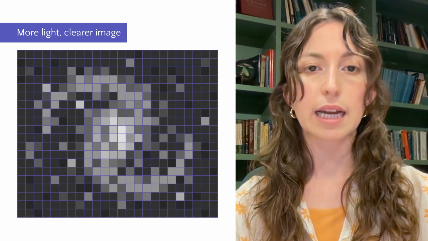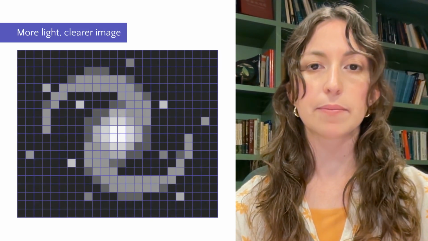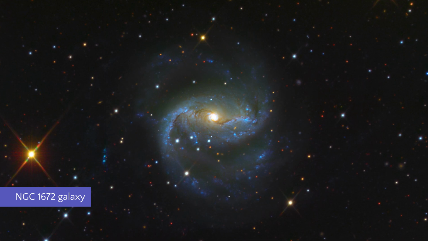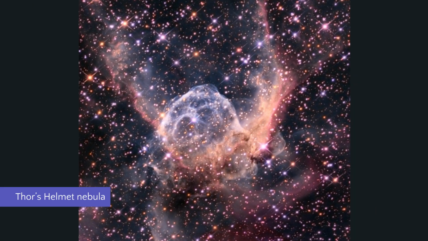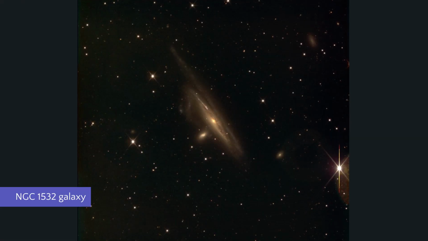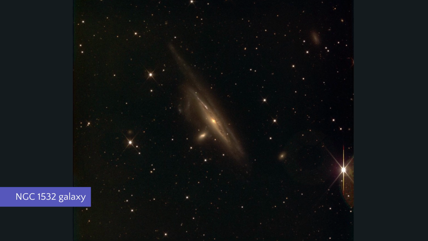The more light we collect, the clearer our image will be. A telescope can collect a lot more light than our eyes can, which is why they are such a key tool in astronomy. Telescopes enable us to see all sorts of objects in the night sky, even the very faint and dim ones. So now we know how a telescope collects light and a camera records the images.